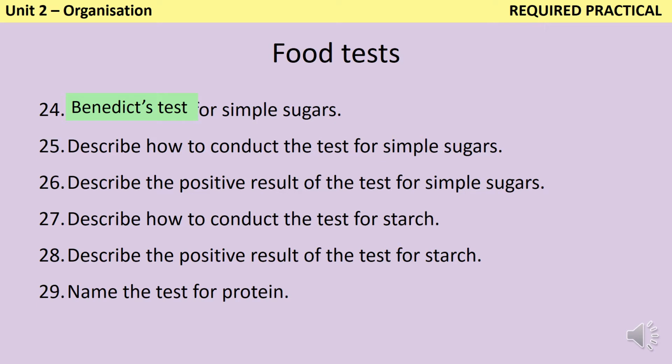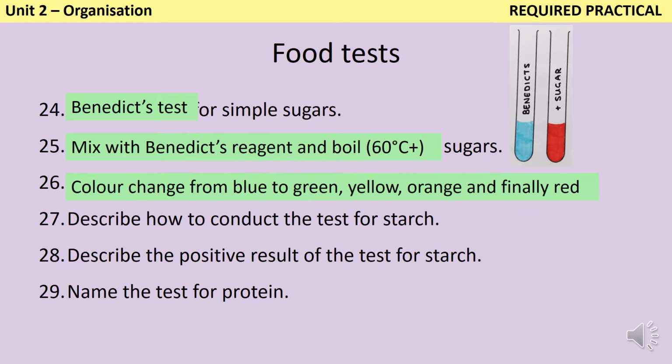You could talk about heating it to a very high temperature, but it's definitely not enough to just say that you would warm it. We want this idea that it needs to be heated up very, very hot indeed. If sugars are present, then we'll start to see a colour change. The Benedict's reagent itself is blue because of the copper sulfate, but if there's sugar present, then it will turn green, yellow, orange, or even red depending on how much sugar is present.